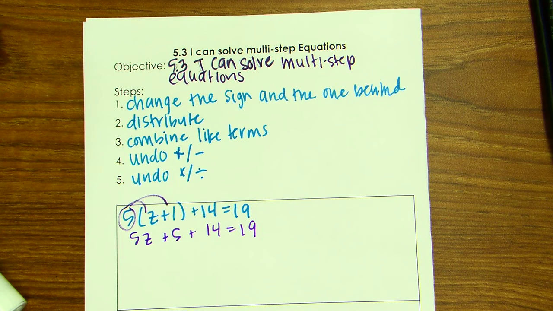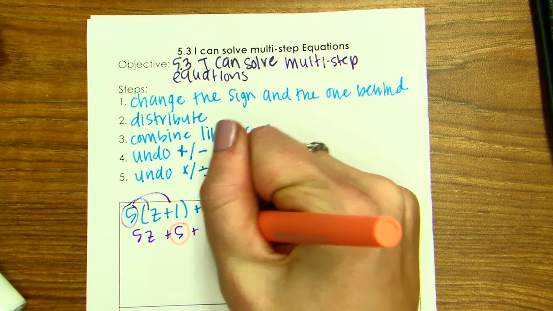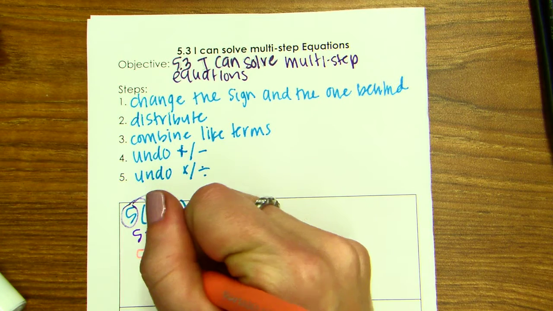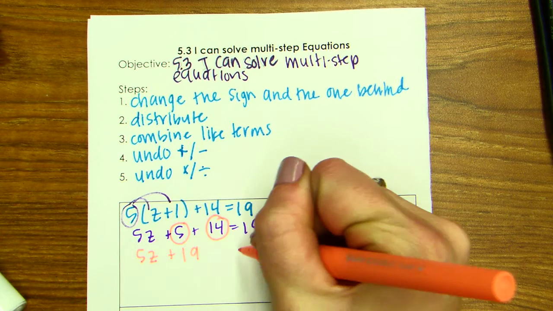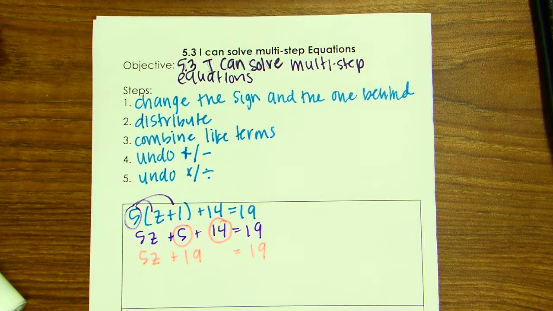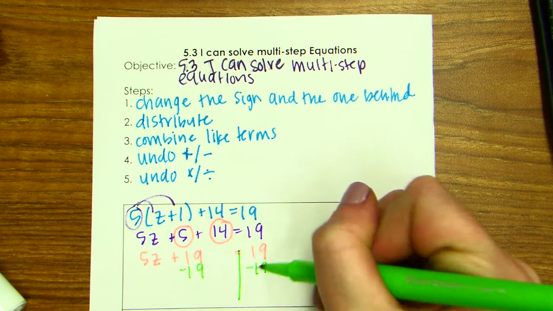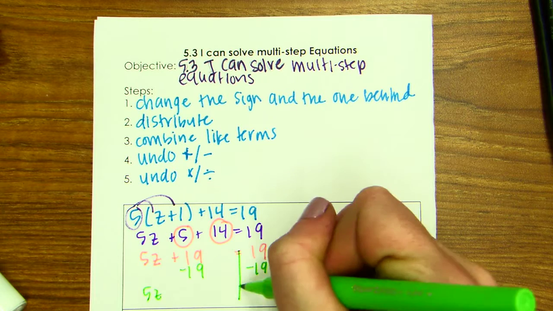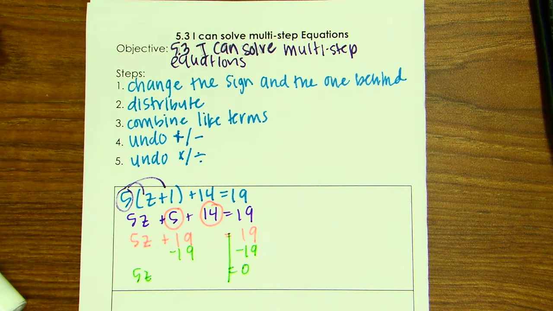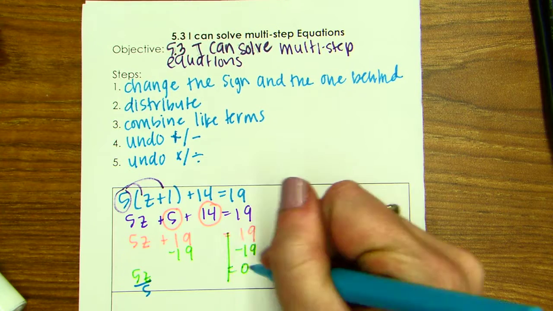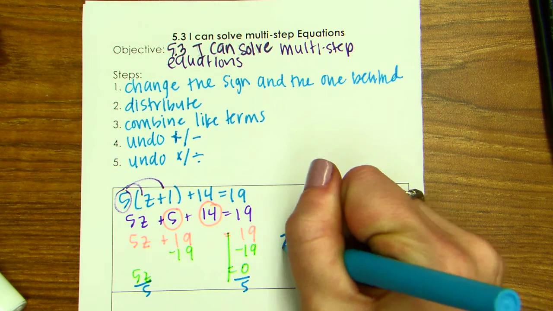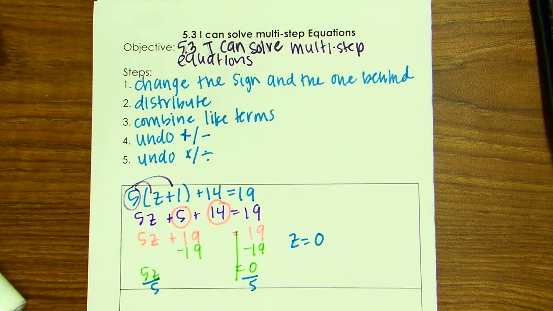Then I'm on step 3, combine like terms. The 5 and the 14 are like terms, so I'll add those. So I have 5z plus 19 equals 19. Now I have a two-step equation. So I'll go on to step 4. I'll subtract 19 from both sides. So I have 5z equals 0. And then to get the z by itself, I would divide by 5. 0 divided by 5 is 0, so I get z equals 0.